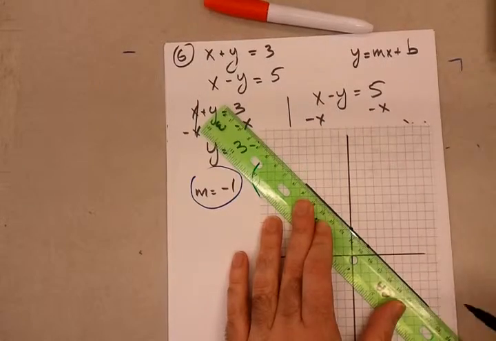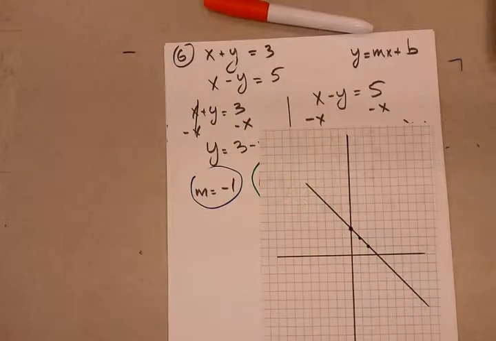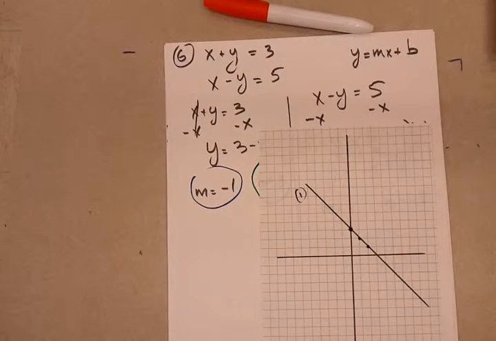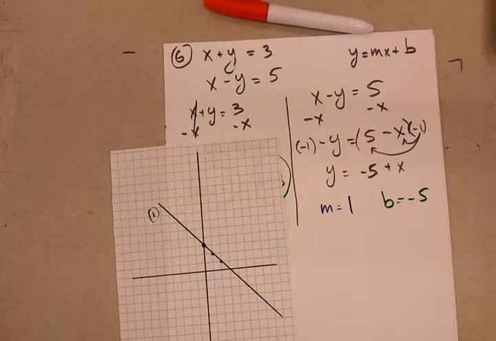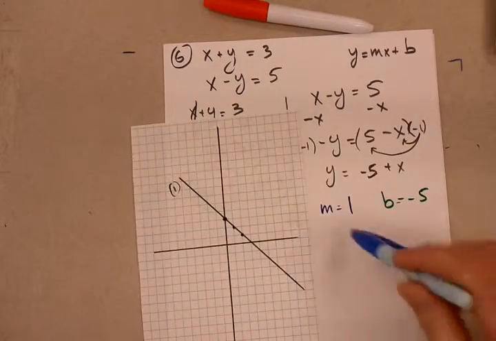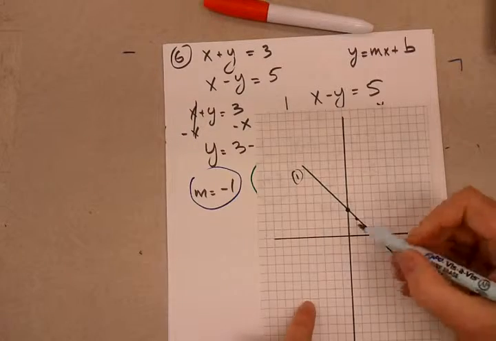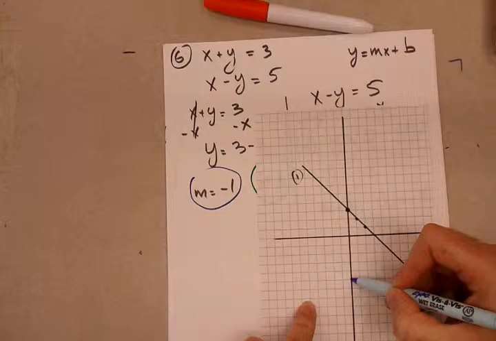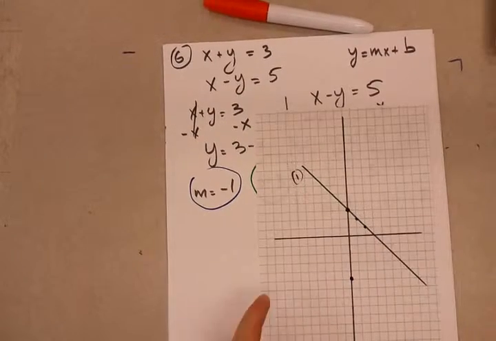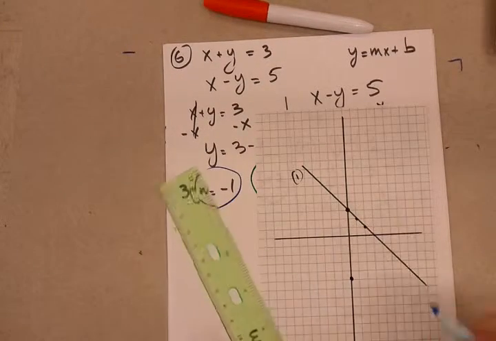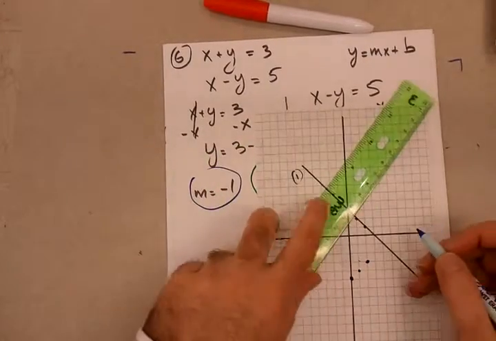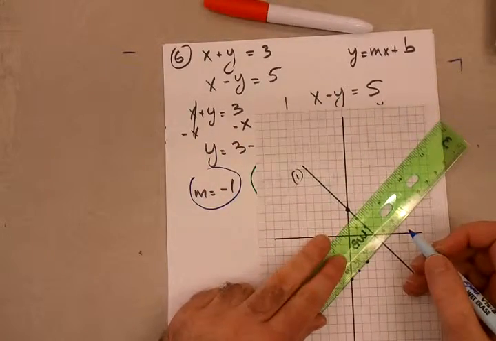So that was the first. The second equation, the intercept is -5 and the slope is 1. So the intercept is way down here on the y axis: 2, 3, 4, 5. It's our starting point. Slope is 1 over 1, so up 1 over 1, up 1 over 1. Now let's graph them.